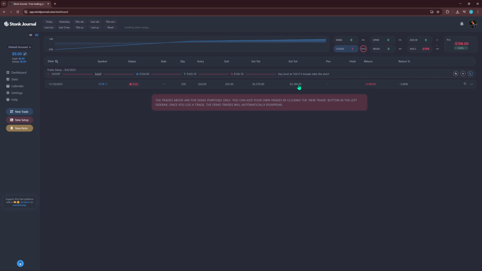Finally, update your journal regularly. Log new trades promptly, reconcile any discrepancies, and keep naming consistent. A current, accurate journal is what makes the tool truly powerful.